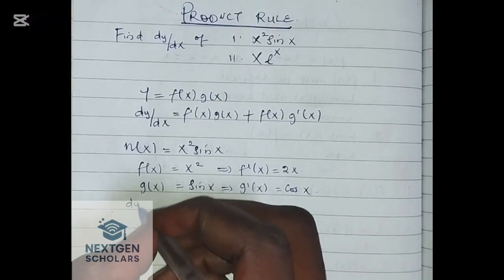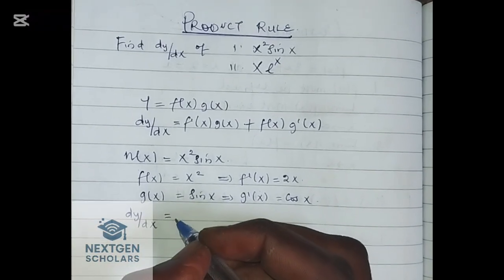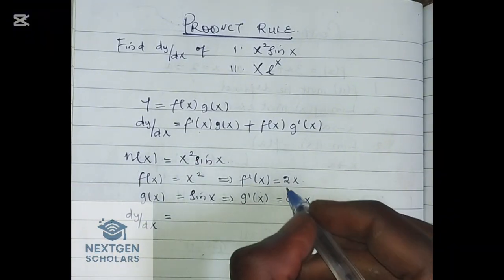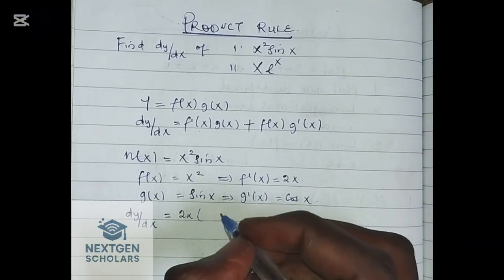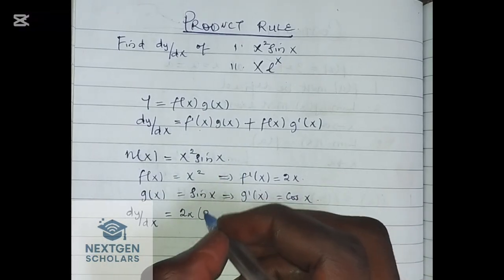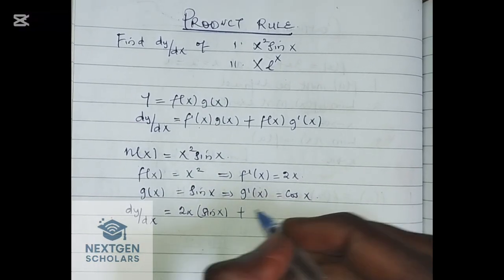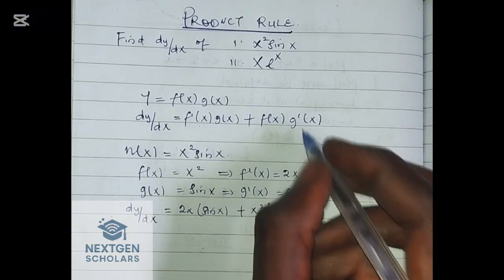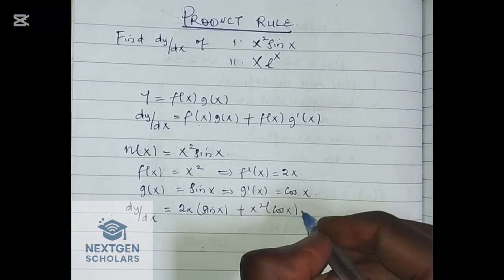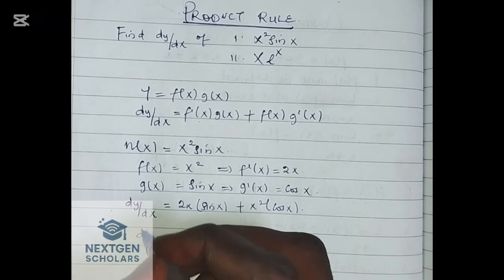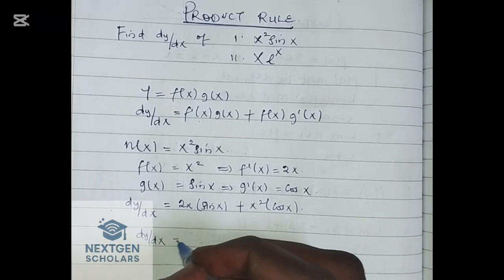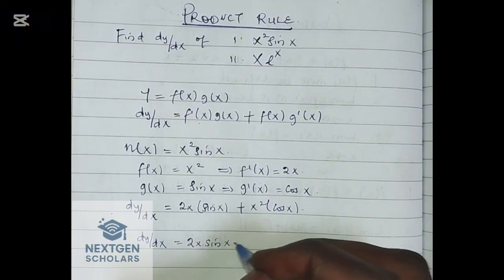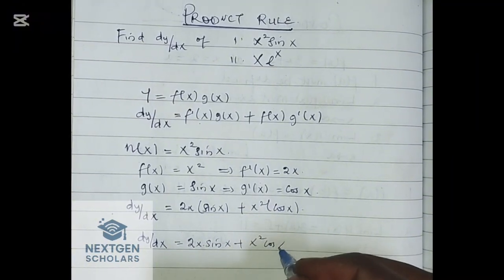So dy/dx for the first function is equal to, now the first one is f prime of x. What is that? 2x. So we have 2x multiplied by g of x, sine x, plus f of x, which is x squared, and g prime, which is cosine x. This means that our result, dy/dx, is equal to 2x sine x plus x squared cosine x.